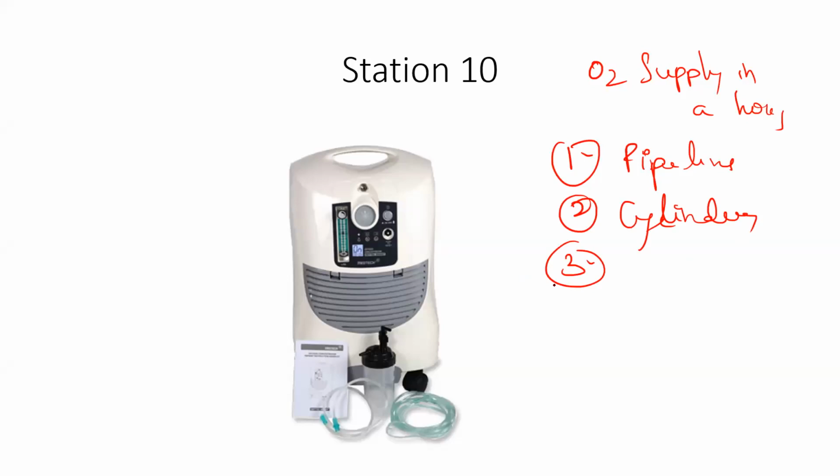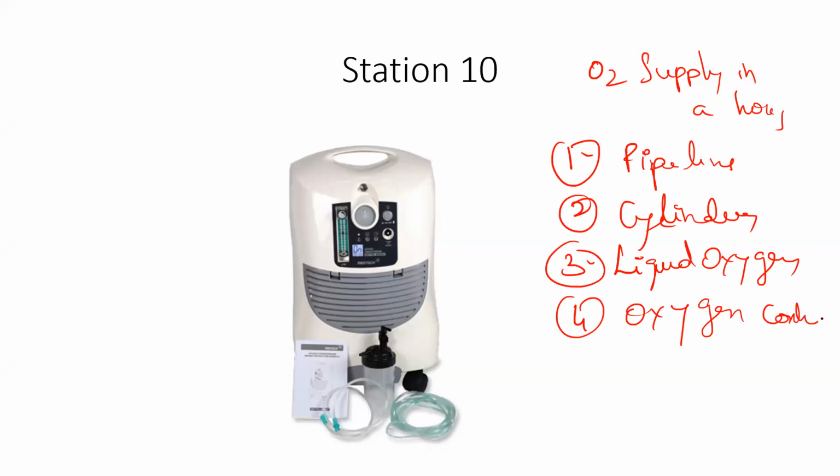There are basically four different sources. One is a pipeline from the manifold. Second thing is the cylinders. Third thing is the liquid oxygen tank. And the last thing is the oxygen concentrators. So these are the four different sources of oxygen supply to the anesthesia machine.